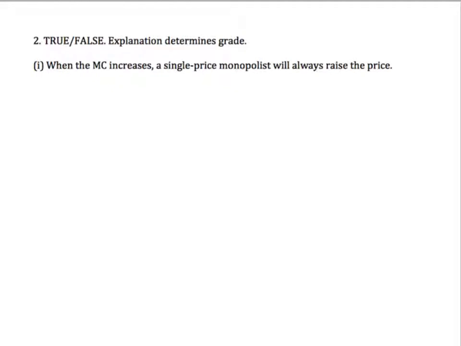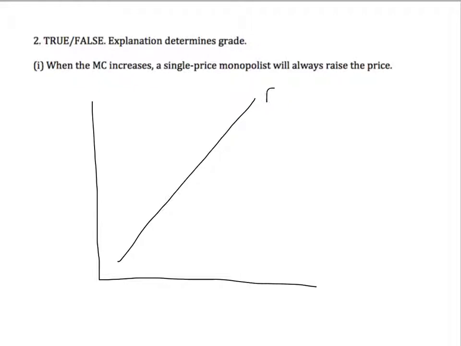Our next two questions are true-false questions, and the goal is to provide an explanation for why this statement is true or false. You won't get any credit if you just say true or false, and you get it correct, but the explanation's wrong. So here the claim is that if the marginal cost increases, a single price monopolist will always raise its price.